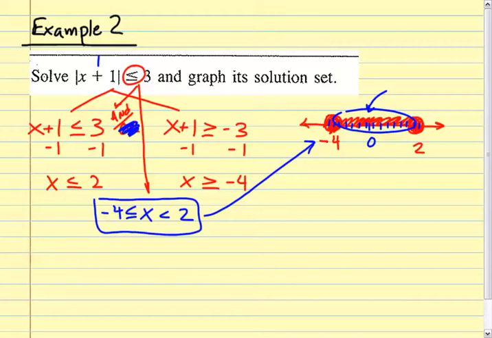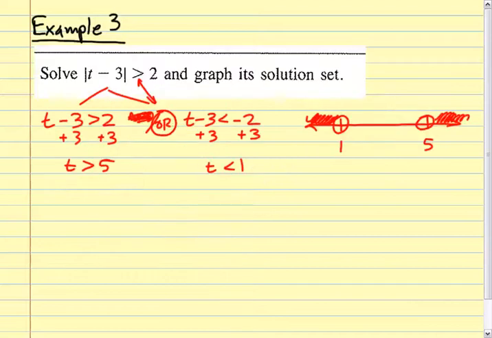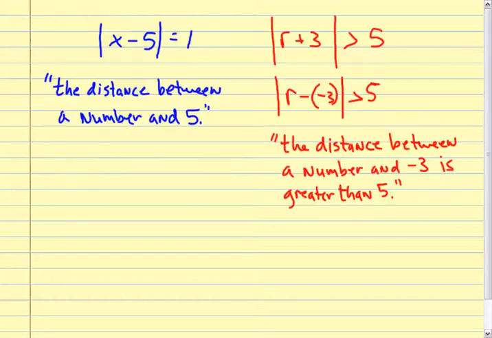Now you can always graph it, and graphing will show it to you best. But here's a little trick you can remember: if the absolute value is less than a number, it's going to be an "and" statement. If the absolute value is more than a number, it's going to be an "or" statement. Now, there's something I want to talk about because the book talks about it, and I want us to get this in our head.